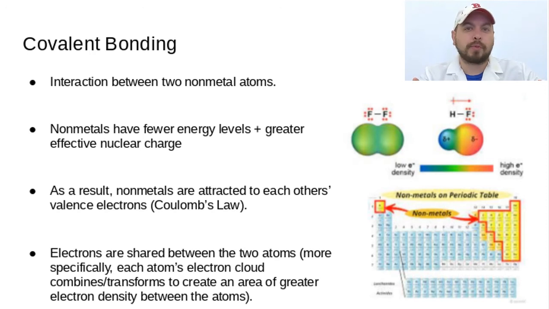Shared is not a perfect way of thinking about it, though, because it's not like the electrons are just going to be sitting right in the middle of the two atoms. What's really happening in a covalent bond is that the electron cloud that surrounds each of the two nuclei is going to be transformed into a new shape. This means that there's going to be an area of greater electron density between the two atoms. That's the covalent bond. It's the region of higher electron density between the two nuclei.